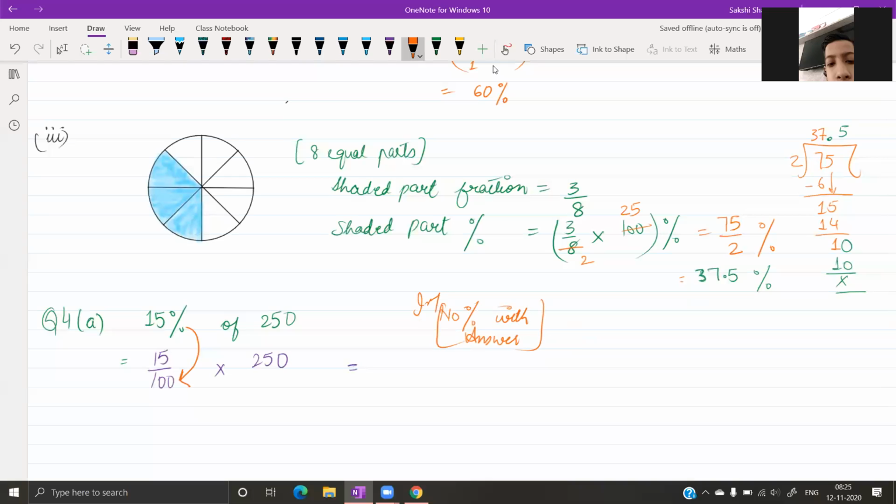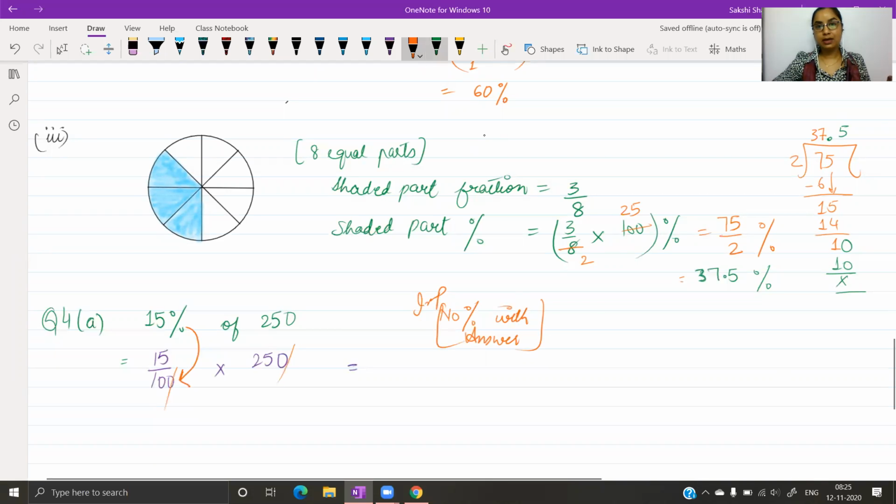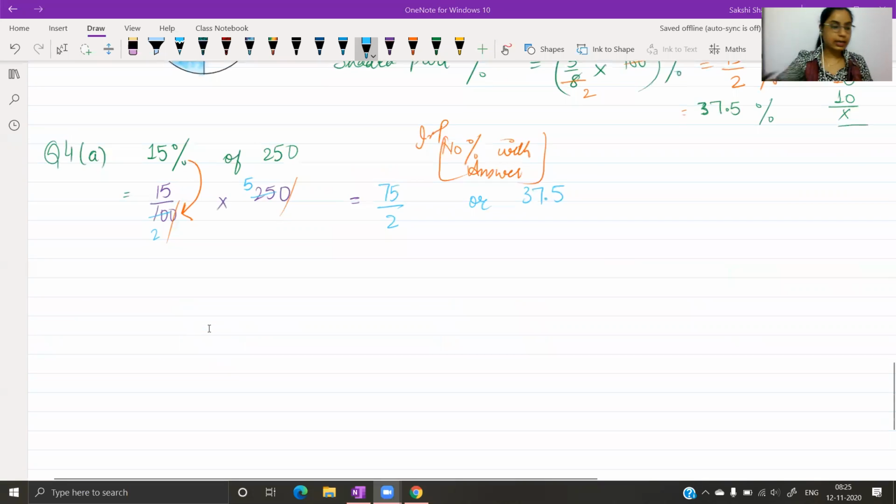Ma'am, 37.5. That's correct, Bani and Sahaj. So let's simplify. I'm going to cancel with 5. Or you can give the answer in a decimal number, or you can give the answer in mixed form also. That's right. Let's do the next part.